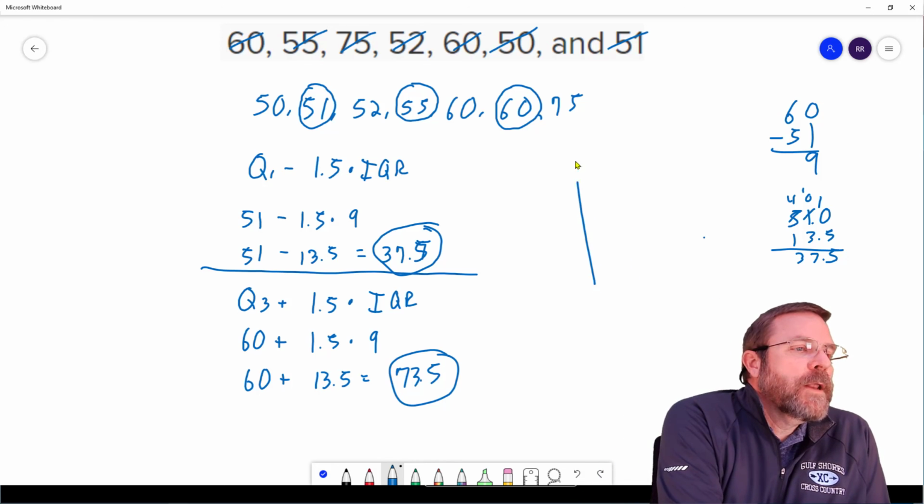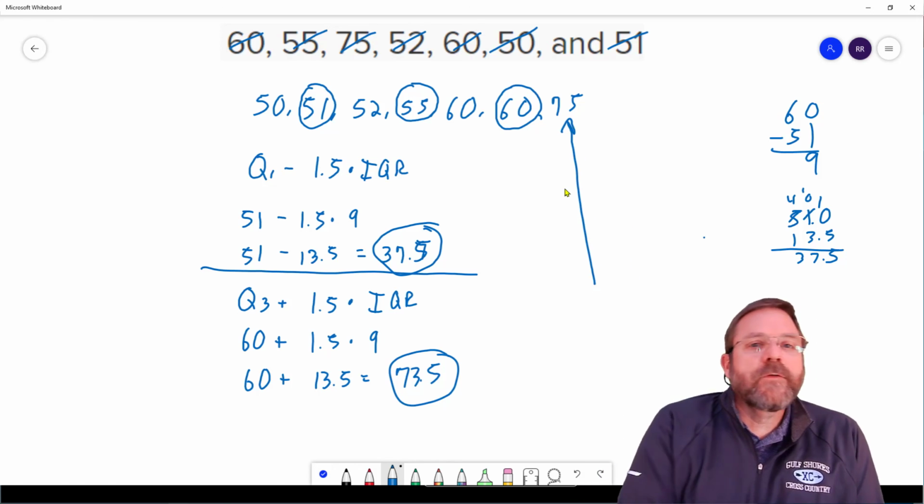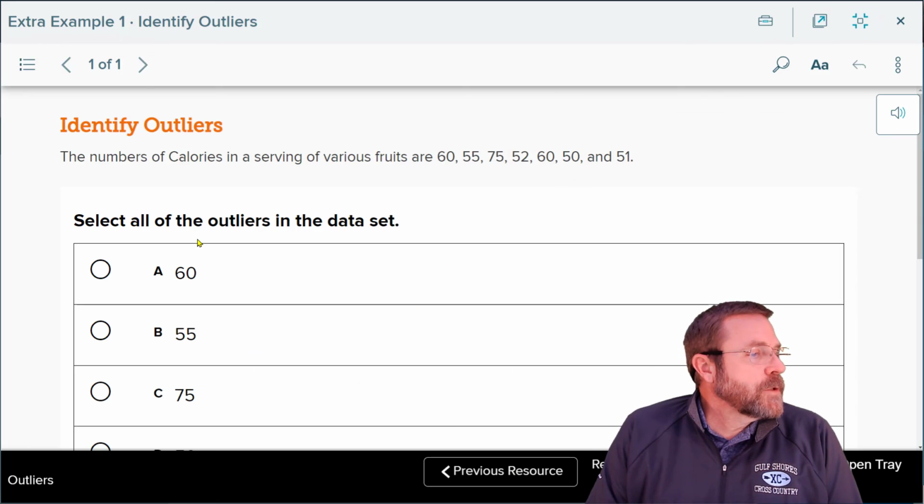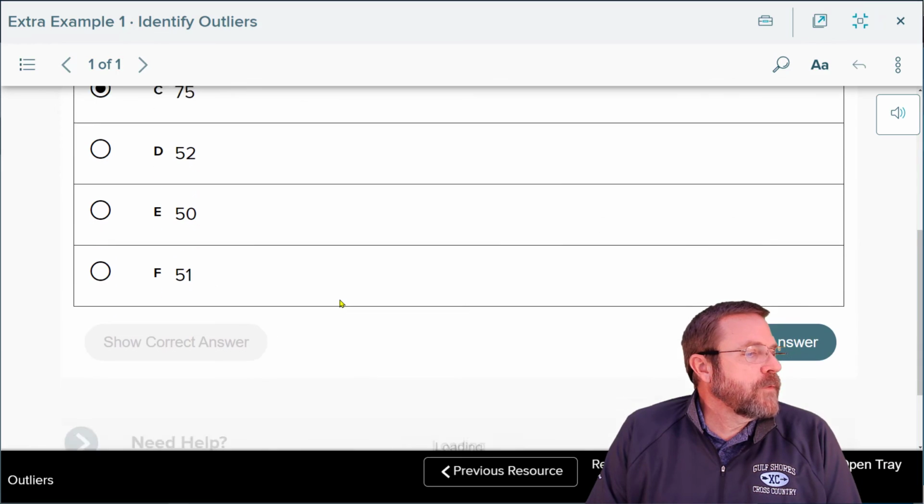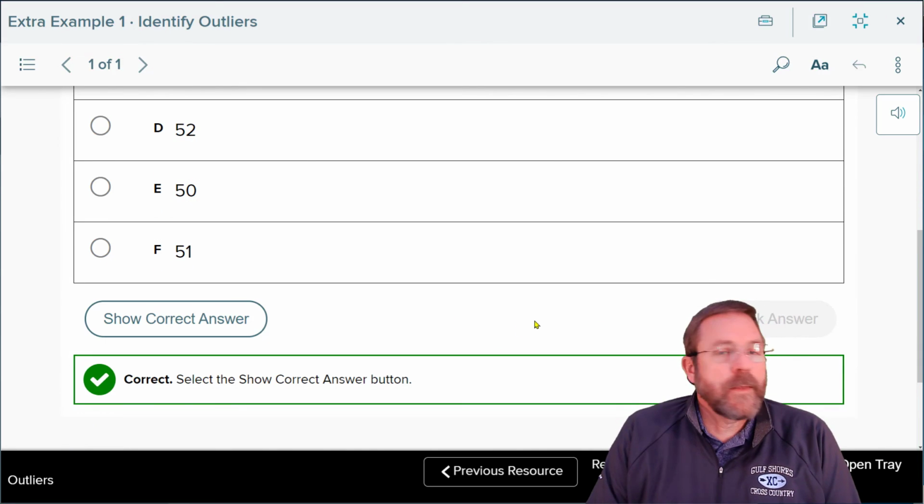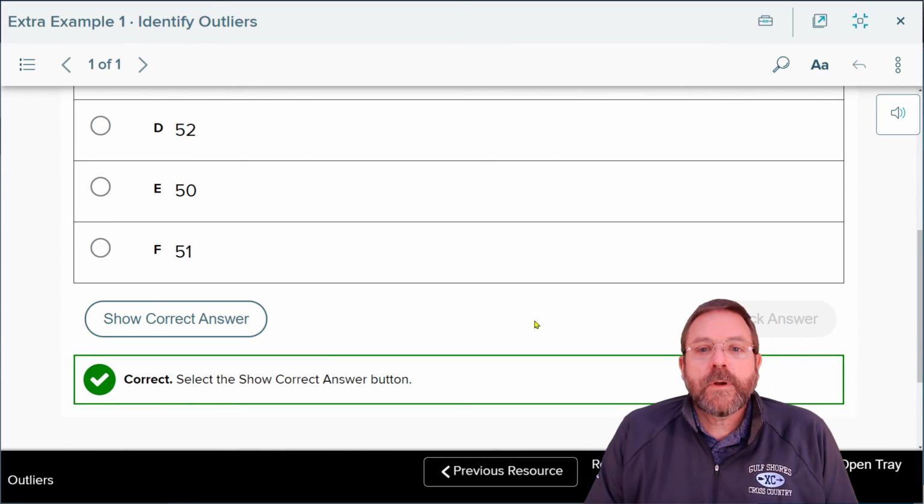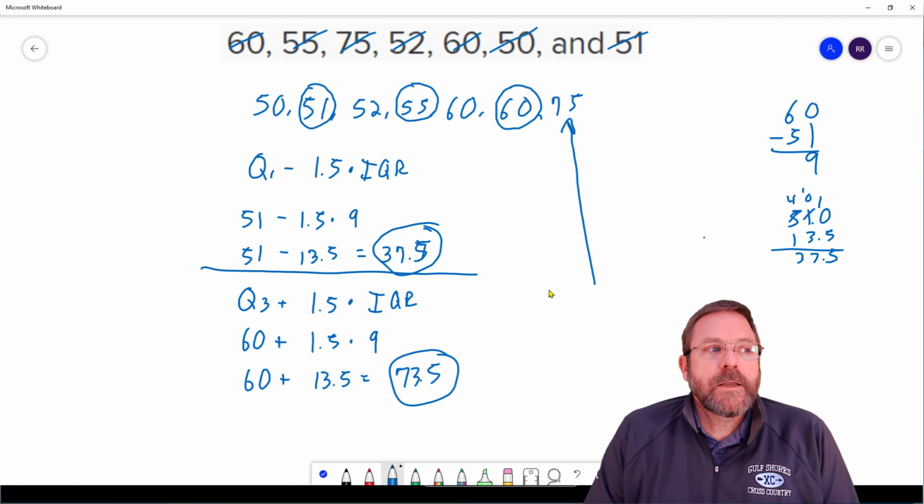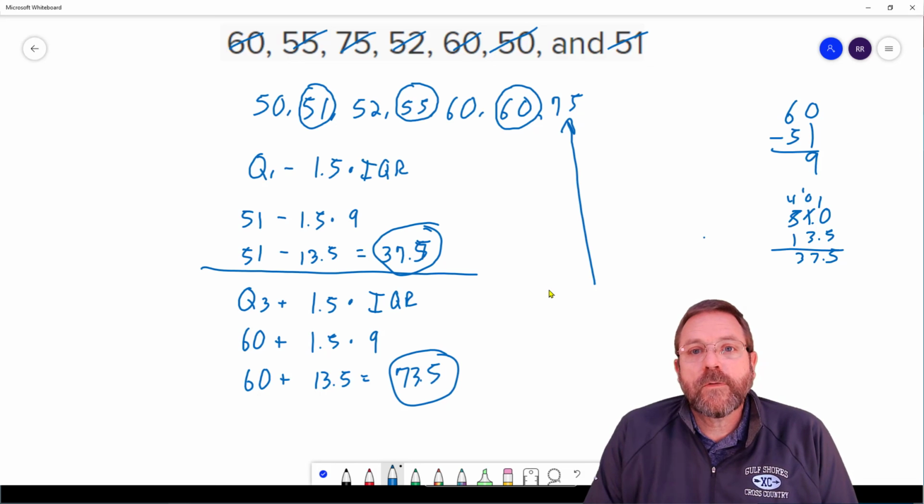So, if we have any data values that are greater than 73.5, those are going to be an outlier, and we do indeed have one of them right there. 75 is going to be the only outlier in this data set. Now we're going to jump back over here, select 75, hit check answer, and the answer checks. This right here, folks, is showing your work. That's what I've got to see in order for you to get full credit for doing these problems.